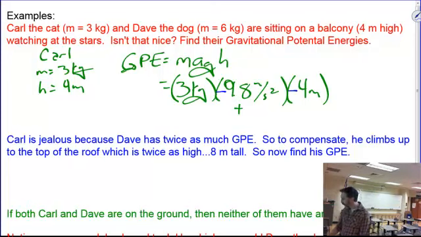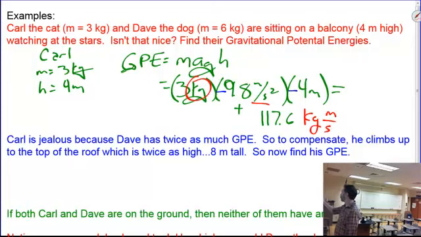So multiply this all out, and you get 117.6, and the units we get are kilograms times meters per second squared times meters again, which gives meters squared. That is just joules again, right?